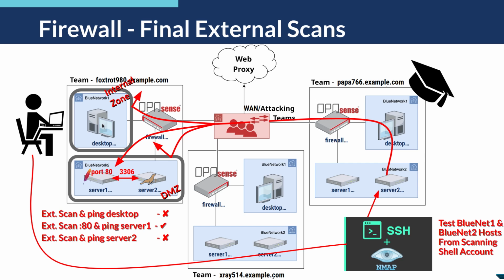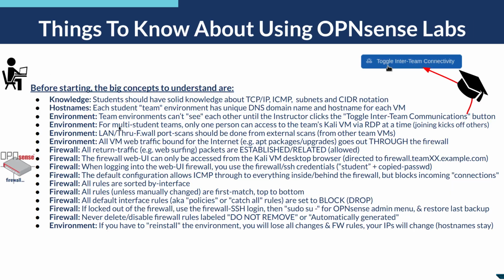So if you don't know what that is, look into it more, because it's why you can block the world except for established related traffic. Okay, very important concept there. So don't sell yourself short by not digging into that. So all return traffic through web surfing or through app updates, for example, are established and related. Okay, so established related traffic is allowed through by default, unless you explicitly block it.